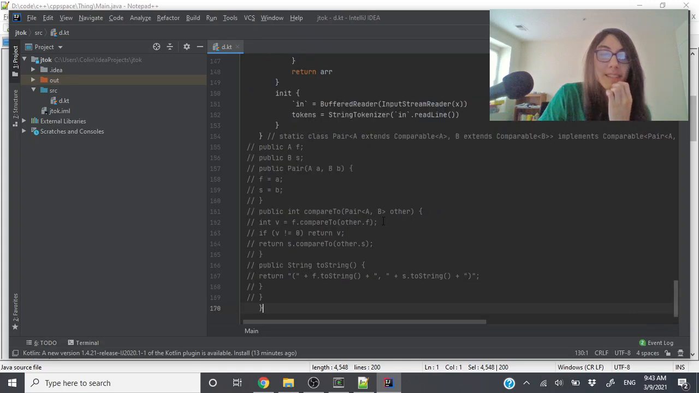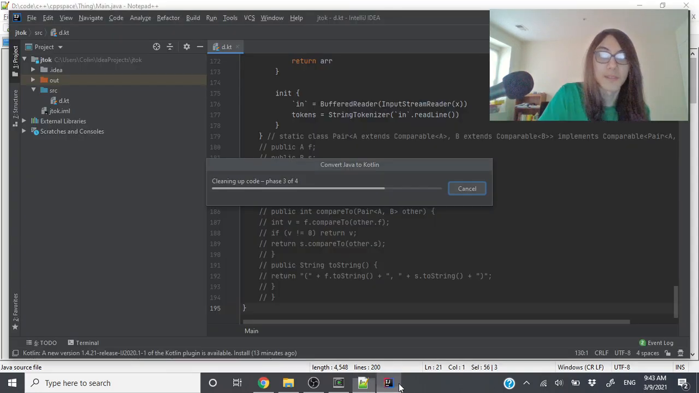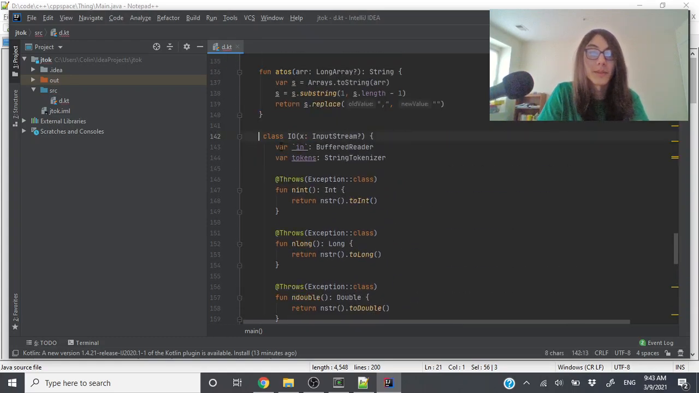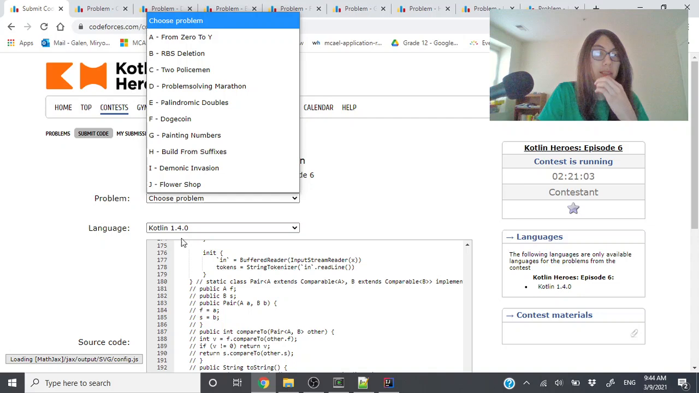By the way, this is the best interface ever. It'll auto-detect that I'm trying to write Java in a Kotlin file, and it'll auto-convert it for me. That's so cool that it does that, because otherwise I would have to make a new file and do a bunch of annoying stuff. Okay, let's see. Hopefully this doesn't wrong answer.